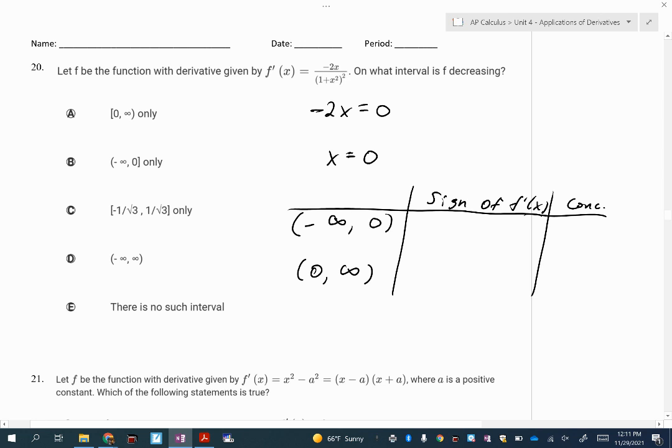So I'm going to plug in -1. That's a positive on top, in the derivative, and then a positive on the bottom, so that's going to be a positive. So f of x is increasing. If I plug in +1, I get a negative sign, so f of x is decreasing. So it says, where is the function decreasing? That would be from 0 to infinity. So 20 is A. All right, one more.